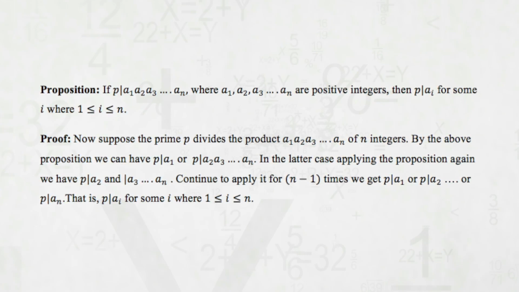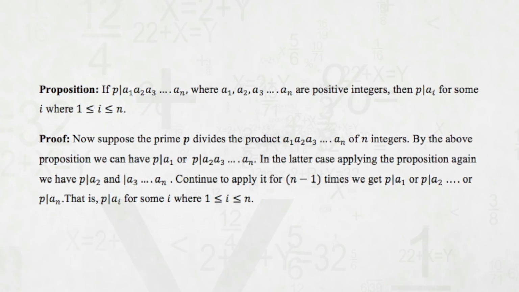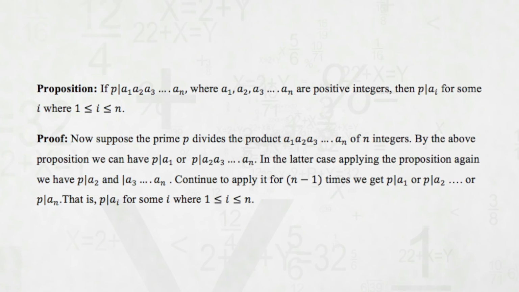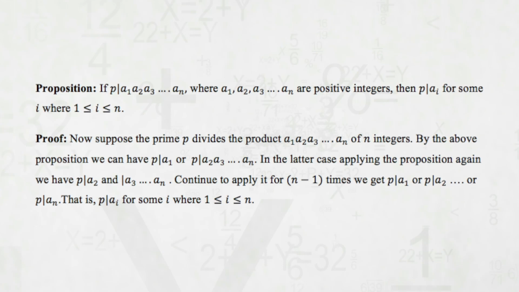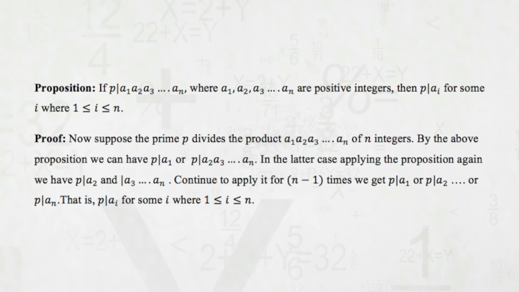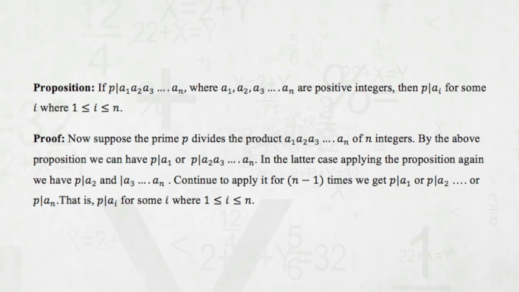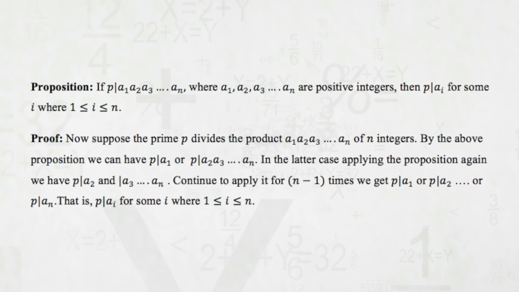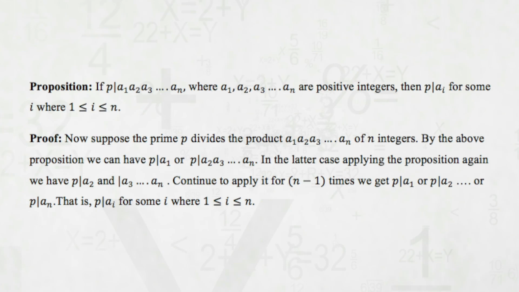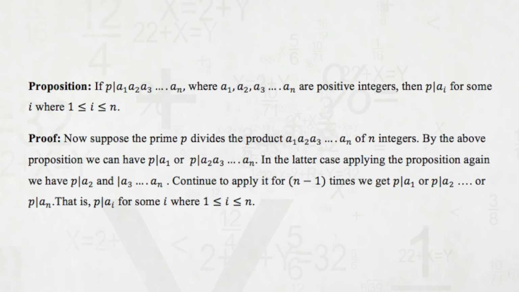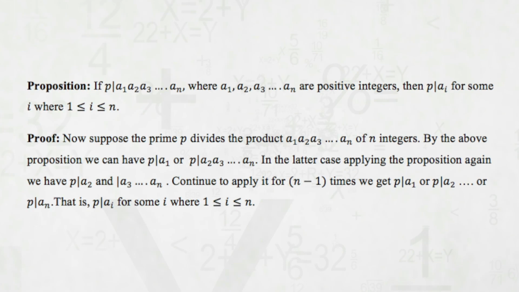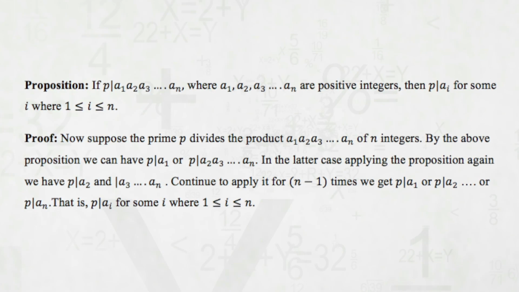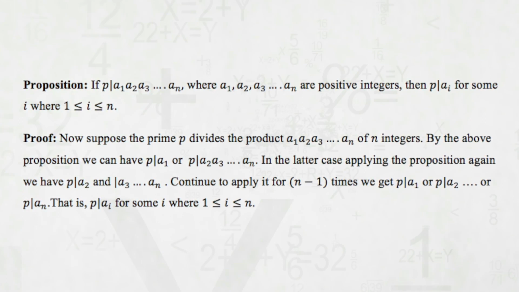Now, suppose the prime P divides the product A1, A2, etc. AN of n integers. By the previous proposition, we have P divides A1 or P divides A2, A3, etc. AN. So, in the product, I have considered A1 separately and all the others together separately. In the latter case, applying the proposition again, we have P divides A2 or P divides A3, etc. up to n. If you continue to apply it n minus 1 times, we get P divides A1 or P divides A2 or etc. P divides AN, that is P divides AI, where 1 is less than or equal to I, which is less than or equal to n.